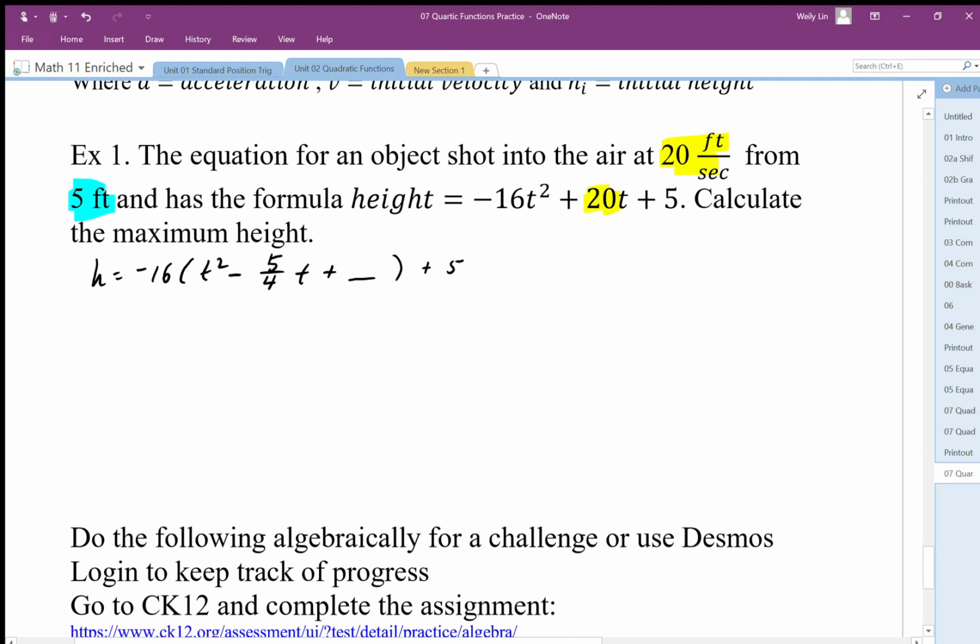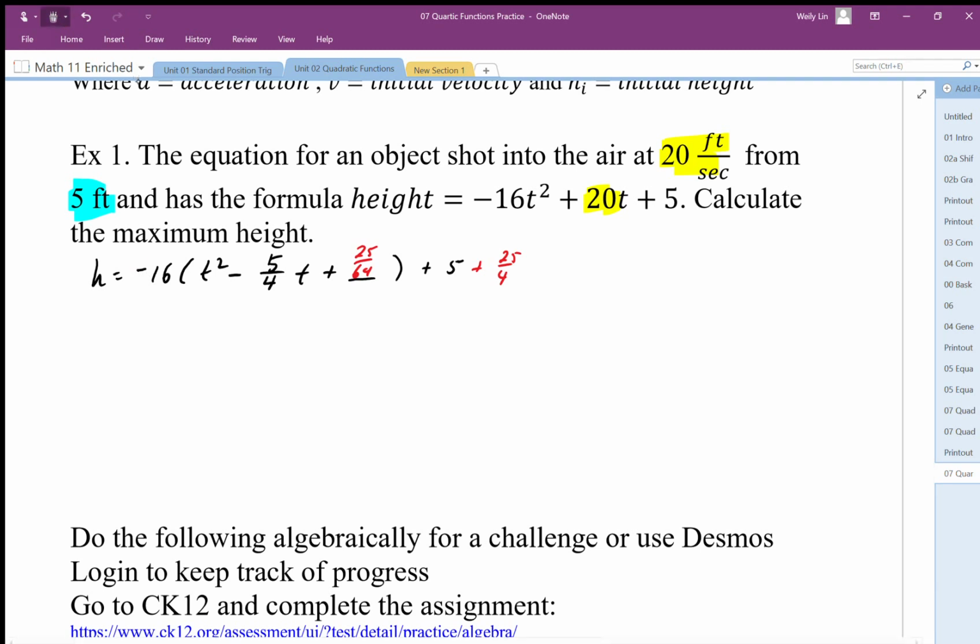When we take half of that and square it, we end up with 25 over 64, times that on both sides. I'm going to do that in different colors since that's added in. Taking half of that and squaring it, we get 25 over 64. We're going to multiply that by 16, so we get 25 over 4. And we're going to add 25 over 4 to balance off that equation, because we had -16 groups of that.